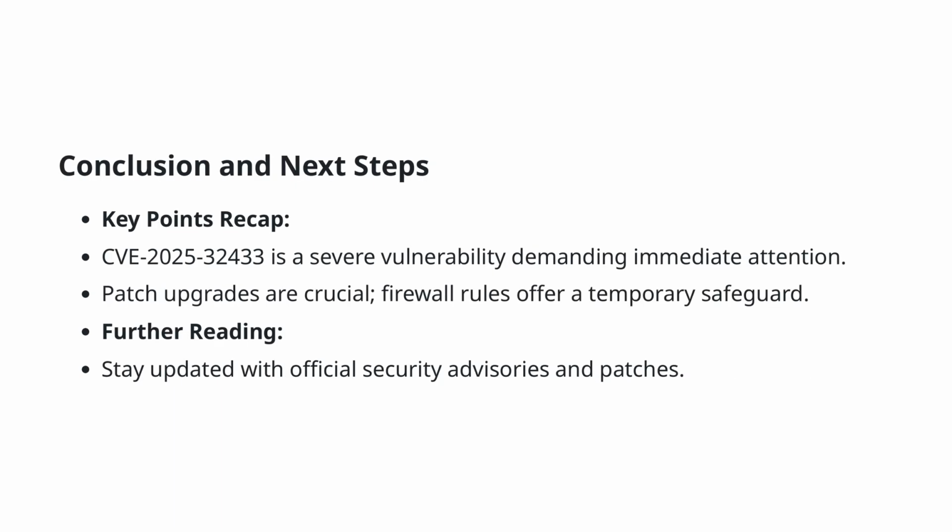In this slide, we're wrapping up with a conclusion and outlining the next steps to consider. We've discussed the severe implications of CVE-2025-32433 and the importance of addressing this vulnerability without delay. It's vital to prioritize patch upgrades to effectively mitigate risk. While implementing firewall rules can serve as a temporary measure, they are not a substitute for patching systems. For continued security, it's essential to stay informed through official security advisories and patches. By doing so, you can protect your systems from potential vulnerabilities by applying recommended patches and maintaining diligent system monitoring.